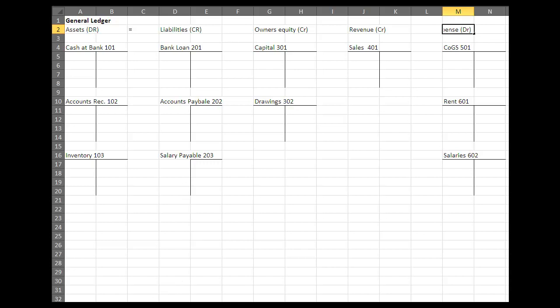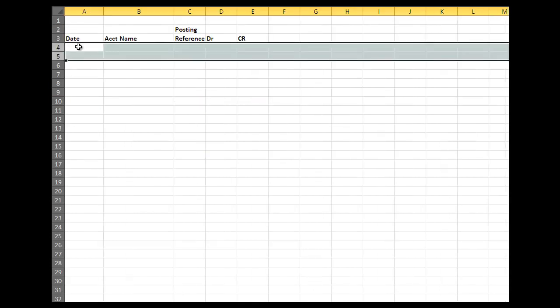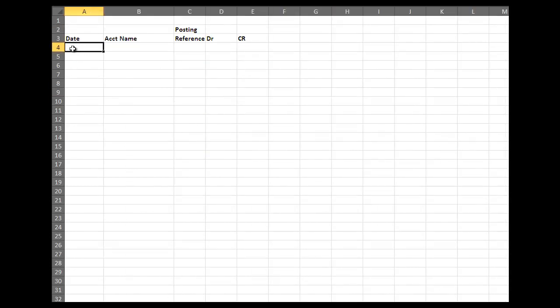Now we're asked to go back and write the journal entries. Righto, the journal entries. So bank loan, $1,000. So we write in a journal. You need to find out which item is the debit. That's the starting point.